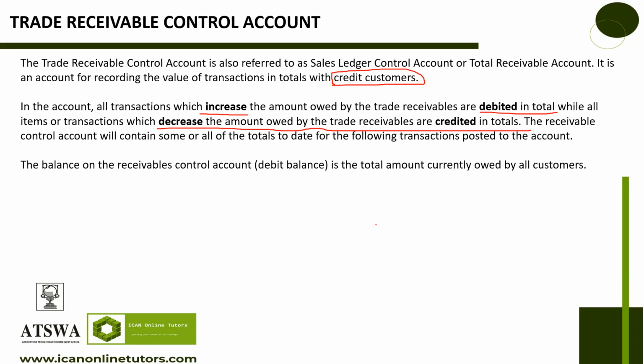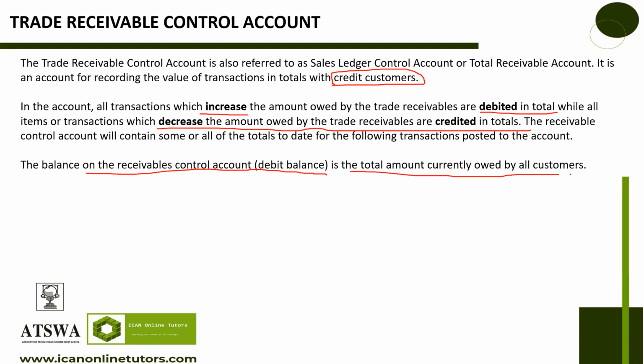If you remember your normal posting for accounts, it will be easier for you to know which one goes which way. If you remember that a trade receivable account is an asset account, and an asset account is what? A debit balance account. So you will remember that anything that is increasing an asset is what? It's a debit entry. And whenever an asset is going down, it is a credit entry.